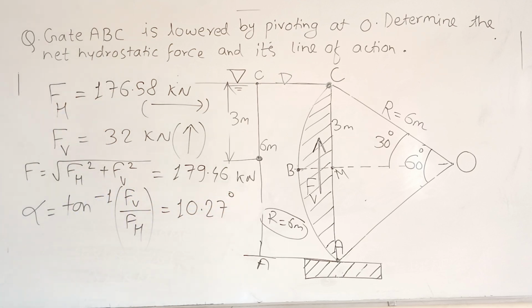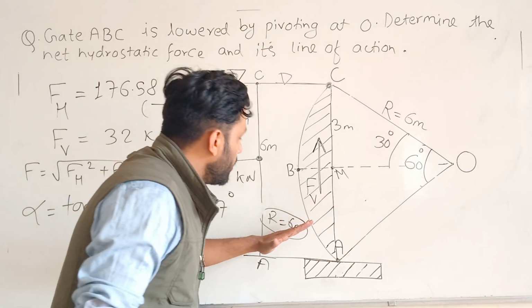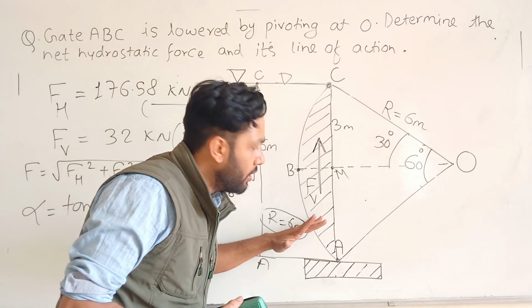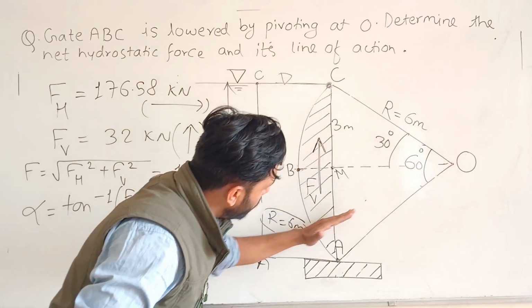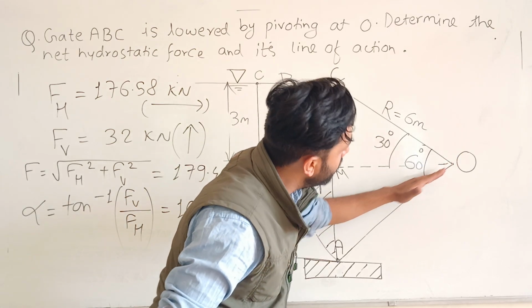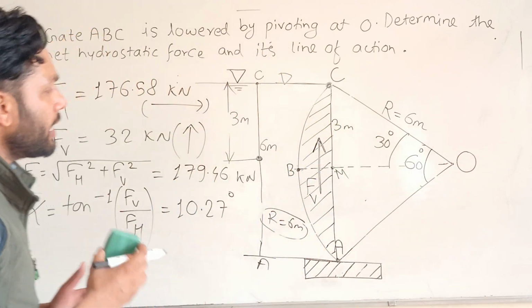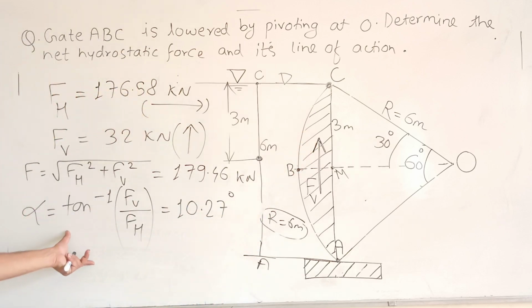This is the line of action you will get, 10.27 degree, and it acts like this. It is perpendicular to the tangent of the curve here, and it passes through this point O. The resultant hydrostatic force passes through the pivot point O. This is the line of action of the net hydrostatic force acting on the curved surface. I hope you understand up to this point.